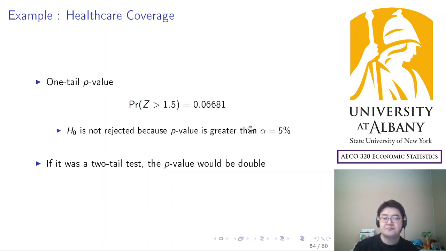And your belief that the Affordable Care Act does not increase the coverage rate is not rejected. That's the result. If it was a two-tail test, the p-value would be doubled, and then it's even less likely to be rejected, right?